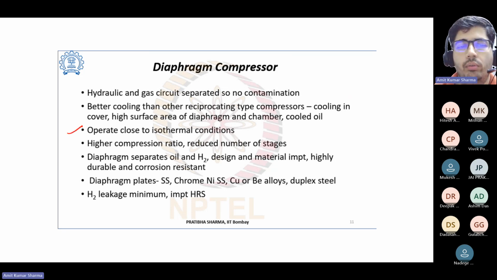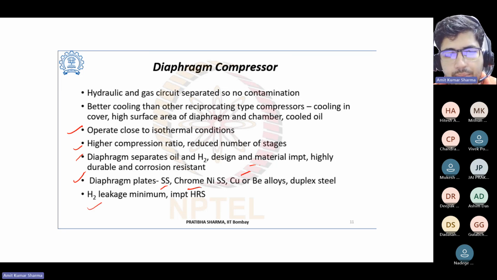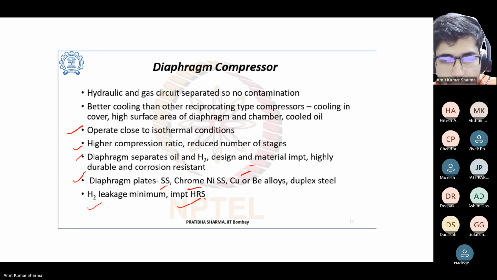So the work input will be lower. High compression ratio, reduced number of stages. The diaphragm separates oil and hydrogen. Design and material are important: highly durable and corrosion resistant. For the diaphragm plates, you can use stainless steel, chrome nickel stainless steel, copper, barium alloys, duplex steel. Hydrogen leakage is minimum, and it's important for hydrogen refueling stations.